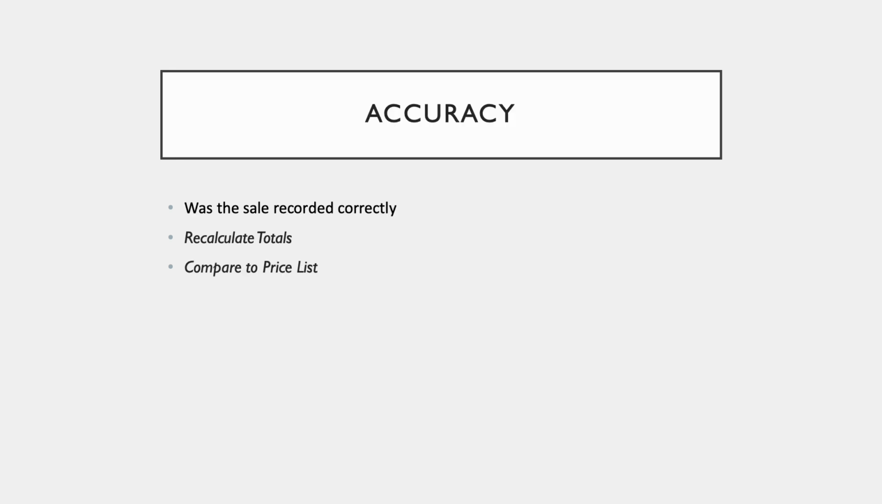The second assertion is accuracy. Accuracy is all about ensuring the right amounts were recorded. For this, I would recalculate invoice totals and compare them to the recorded amounts. I would check the unit prices and quantities against the price master list and the original customer order.